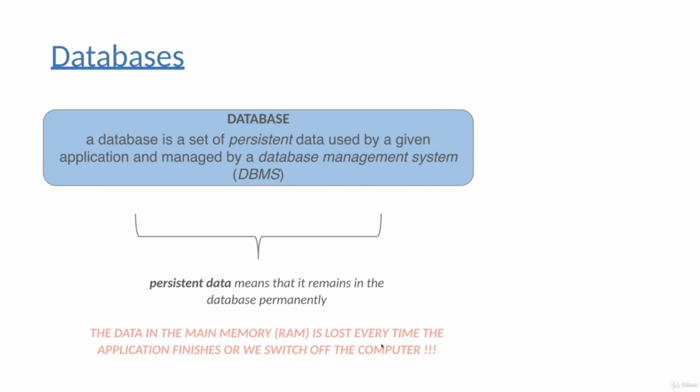Of course, these values in the application are going to be lost forever whenever we close the application or whenever we switch off the computer. And this is exactly why we need databases, because a database is a set of persistent data, which means that it remains in the database permanently. No matter that we exit a given application that handles that data, no matter we switch off the computer, persistent data remains in the database permanently.